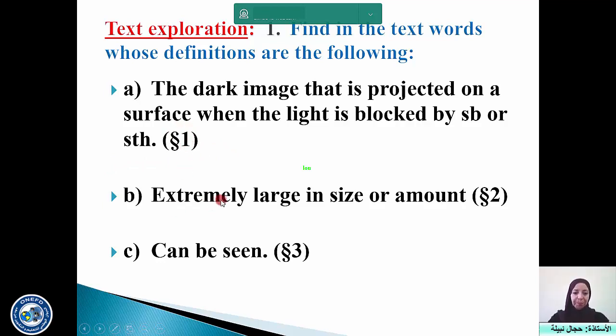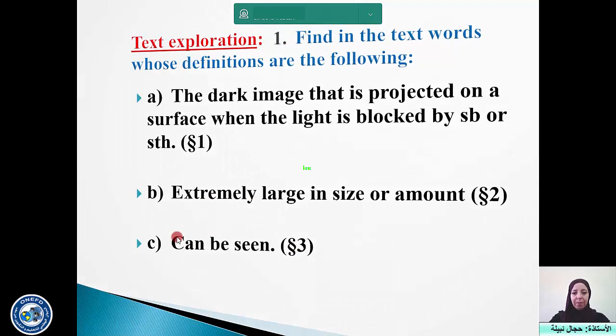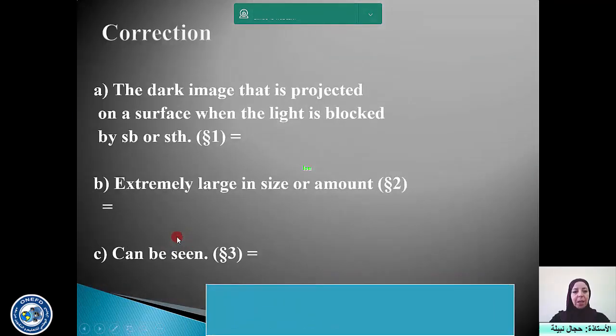Definition 2. So what is meant by extremely large in size or amount? In paragraph 2. Finally, can be seen. So what do we mean by can be seen, and what's the word that corresponds to this definition in paragraph 3? Okay. Let's see the correction.